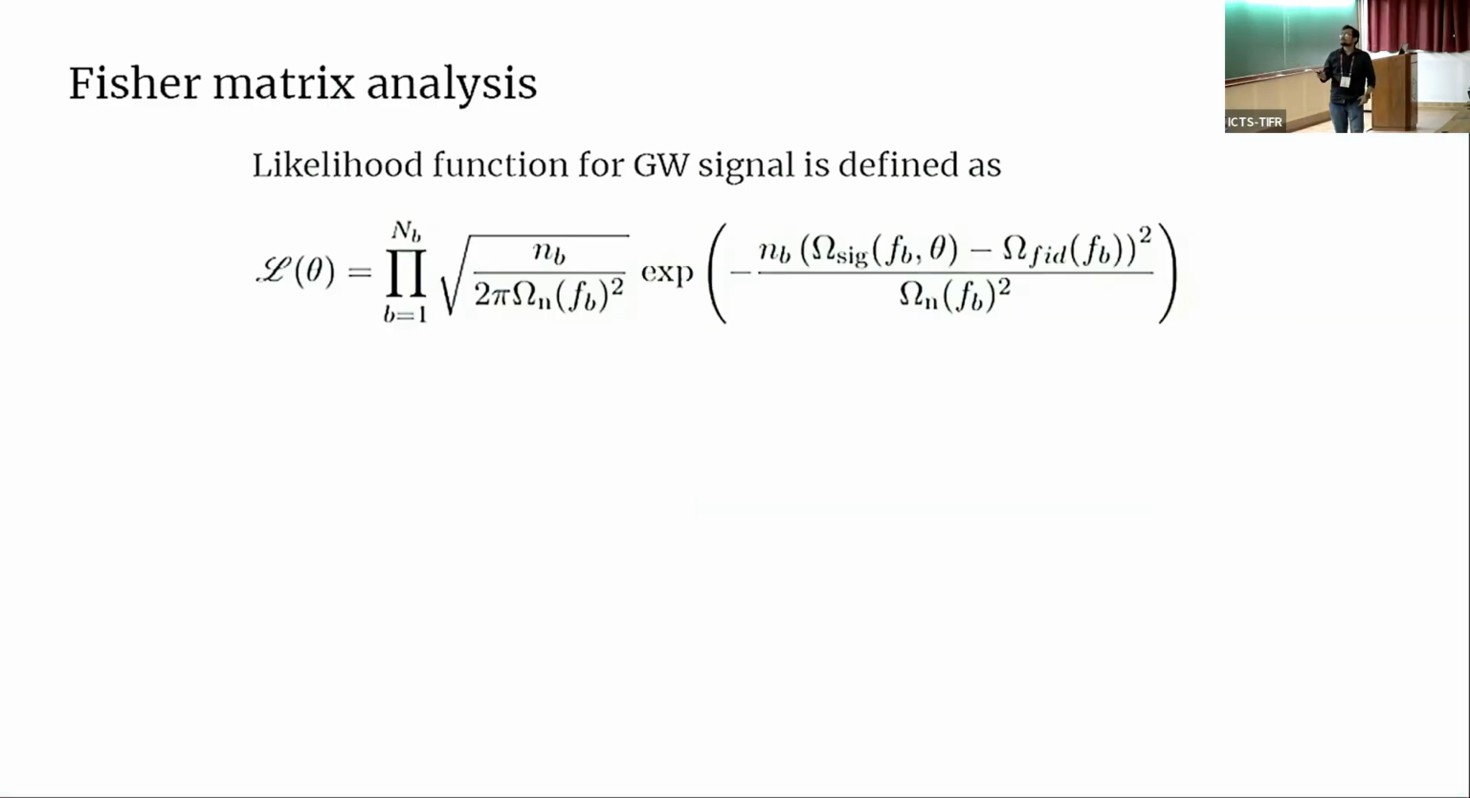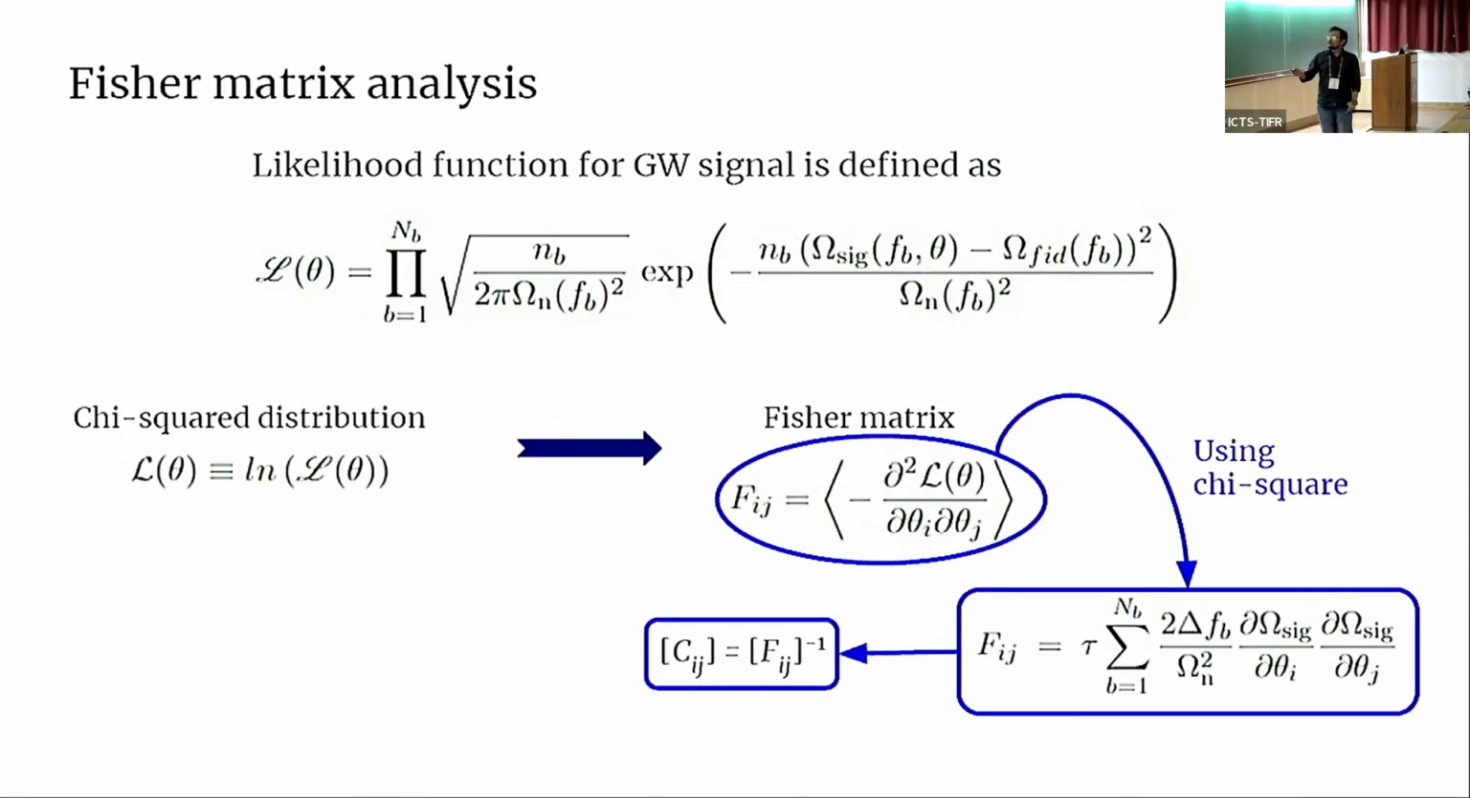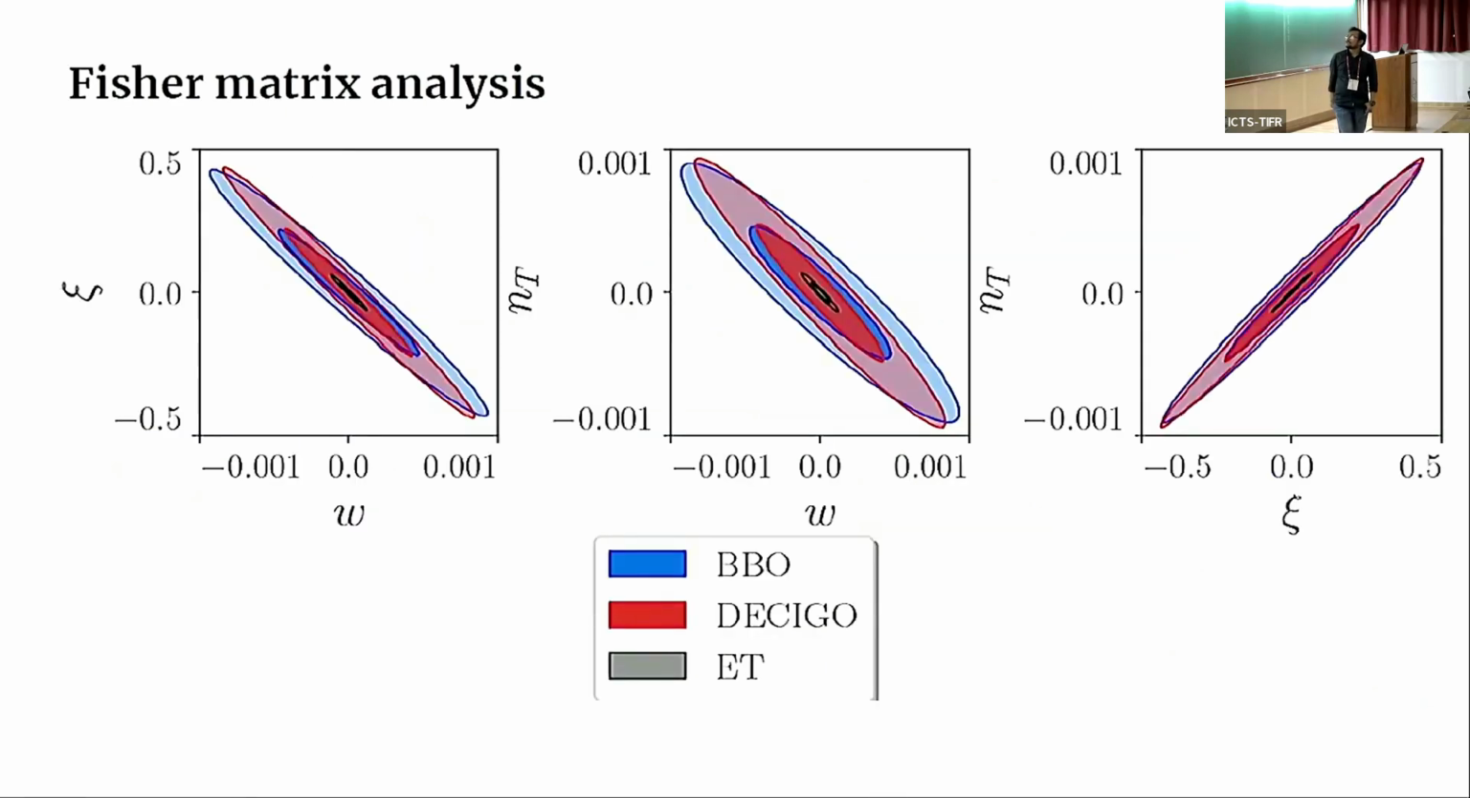To do this, we have considered a Gaussian-type likelihood function, and all these symbols have a very similar meaning. But the point is that here also we have considered the observation time to be 4 years, as we did in the signal-to-noise ratio calculation. We can construct the Fisher matrix from the likelihood function in this way, and from the Fisher matrix we can derive the uncertainty in this way. Basically, this uncertainty is nothing but the inverse of the Fisher matrix. Now, on this ground, we have drawn the posterior distribution for these 3 detectors, BBO, DECIGO, and ET, and all the colors represent the different detectors.